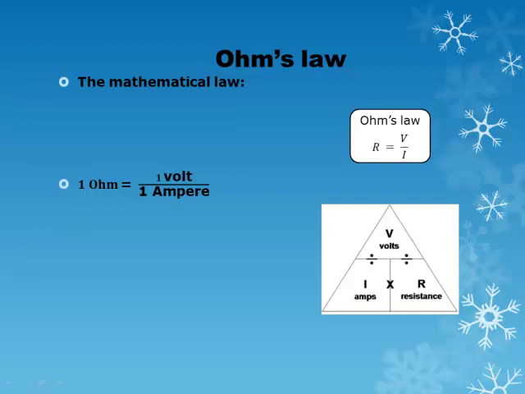What about the volt according to Ohm's law? Volt is the potential difference when the resistance is 1 ohm and the electric current intensity is 1 ampere. What about ampere? According to Ohm's law, ampere is the electric current intensity when the potential difference is 1 volt and the resistance is 1 ohm. Do you understand? From the magic triangle, okay?